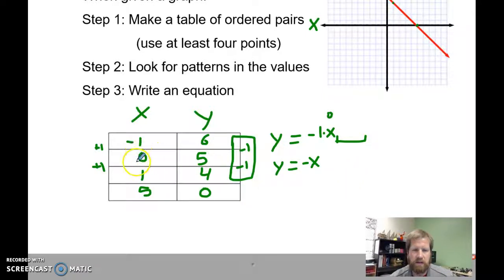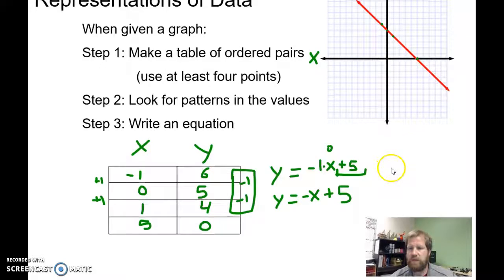So when x is 0, y is 5, that means that we have a +5 in our equation, added to our equation. Okay? And that's our equation. y equals -x plus 5. And I could put in other values for this to check.